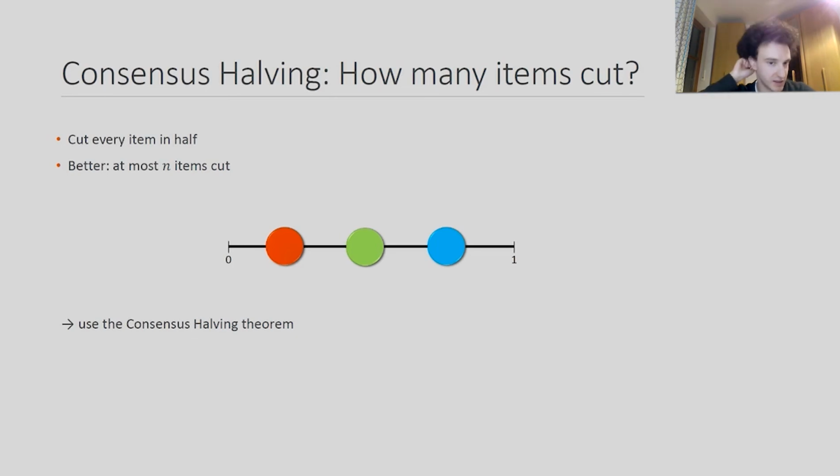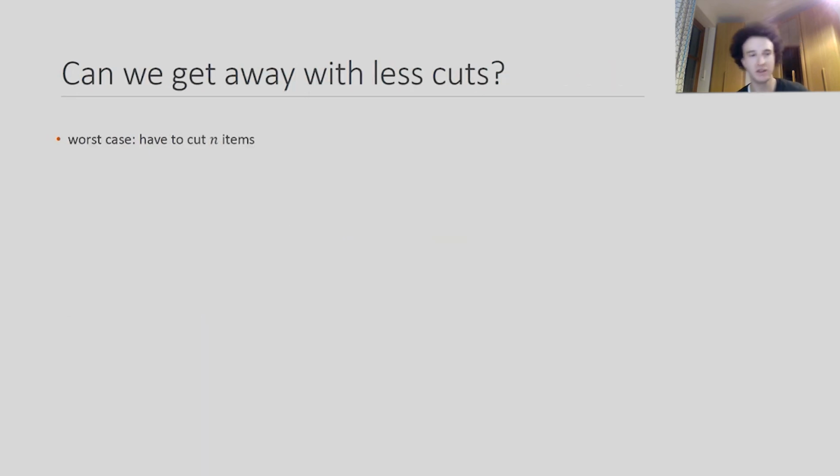Okay, so what this tells us basically is that we again have an upper bound on the number of cuts that we're going to need. We can always get away with n cuts. Can we do better than this? And again, in this case, it's easy to show that in the worst case, you might have to use n cuts. You might have to cut n items.